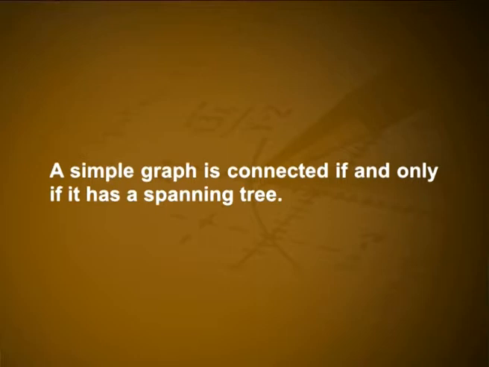Theorem 1. A simple graph is connected if and only if it has a spanning tree. Proof. First, suppose that a simple graph G has a spanning tree T. T contains every vertex of G. Also, there is a path in T between any two of its vertices. Because T is a subgraph of G, there is a path in G between any two of its vertices. Hence, G is connected.